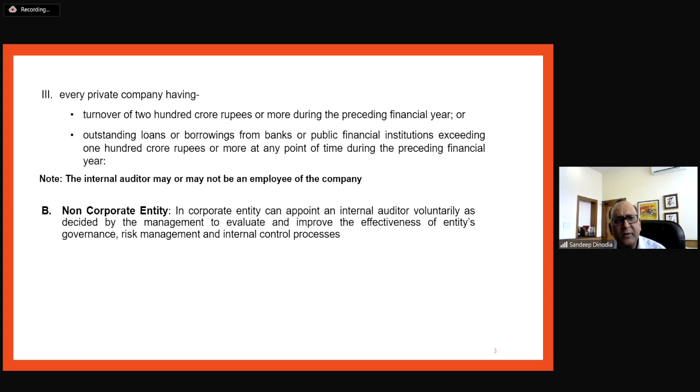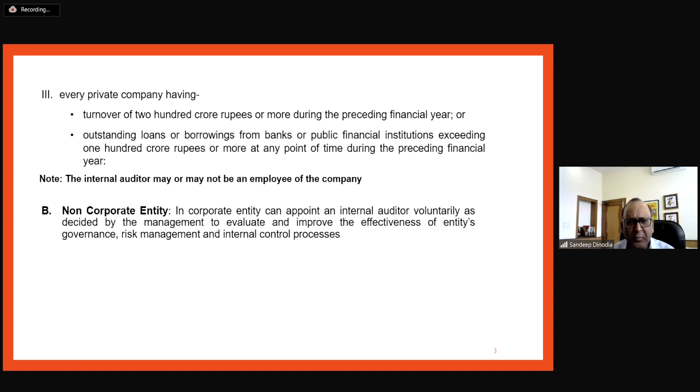Besides this, in the case of any private company, a turnover of 200 crores or more in any preceding financial year, or outstanding loans or borrowings from banks or financial institutions exceeding rupees 100 crores or more at any point during the preceding financial year. So all these criteria are applied to the preceding financial year. If that happens, then an internal auditor is a must. The internal auditor can be an external agency, or an employee of the company or an internal audit department. Both are allowed by Companies Act section 138.